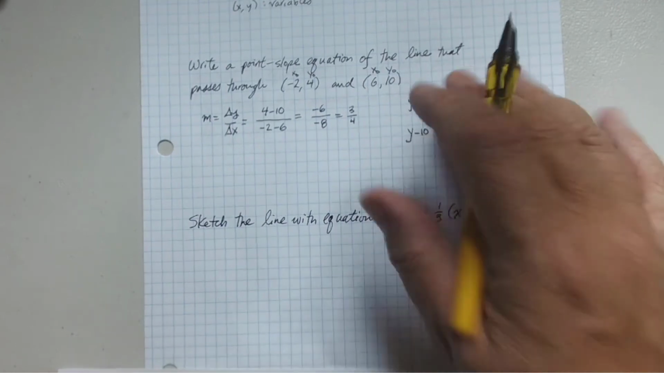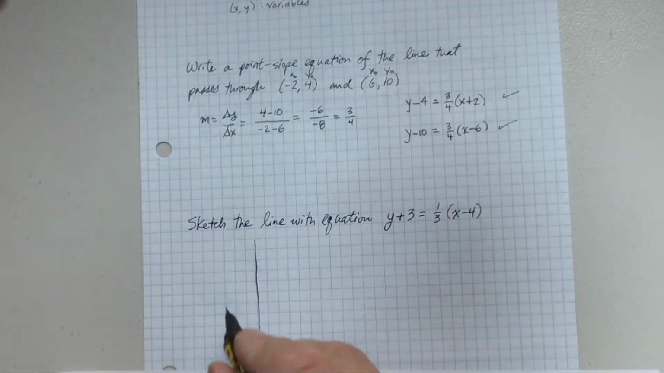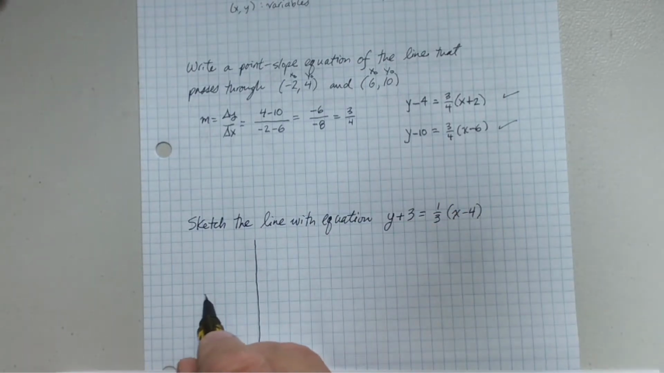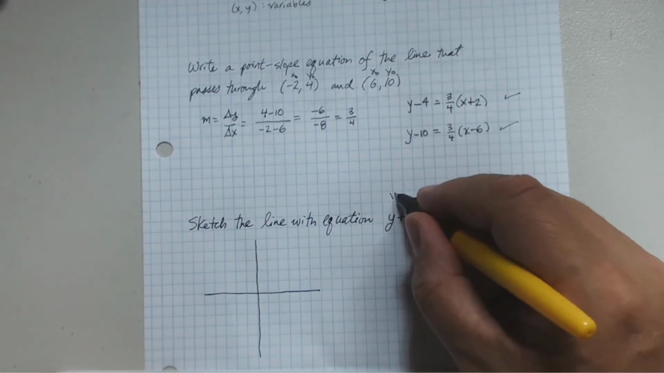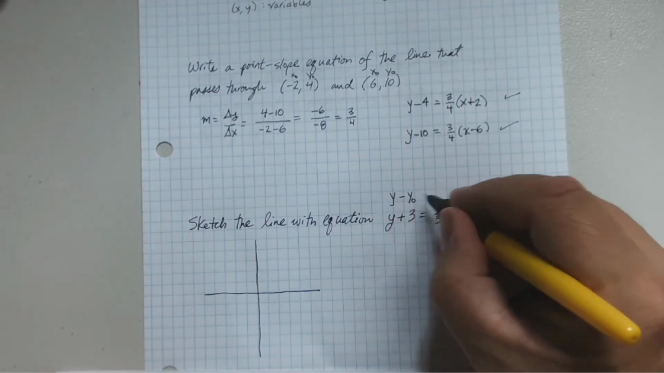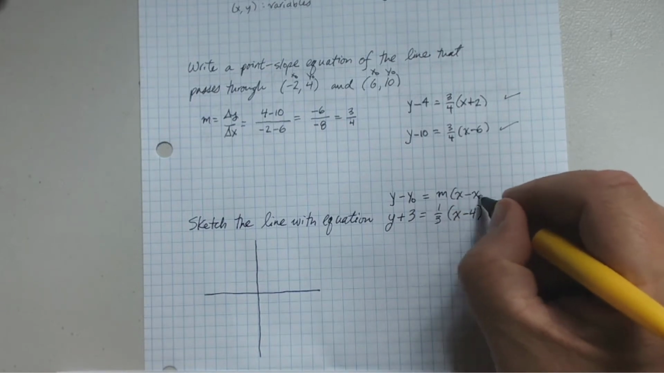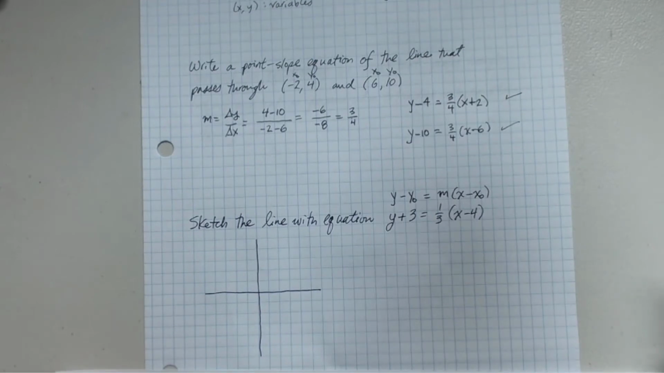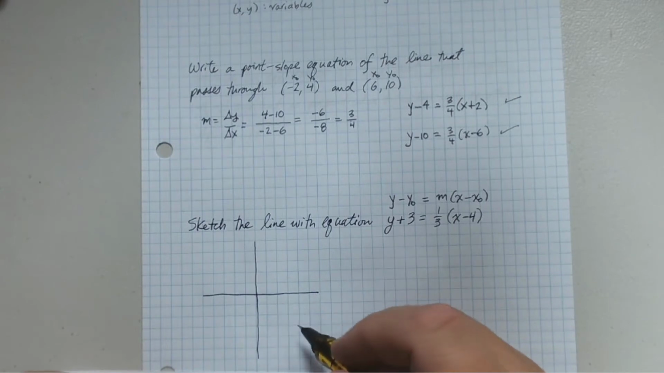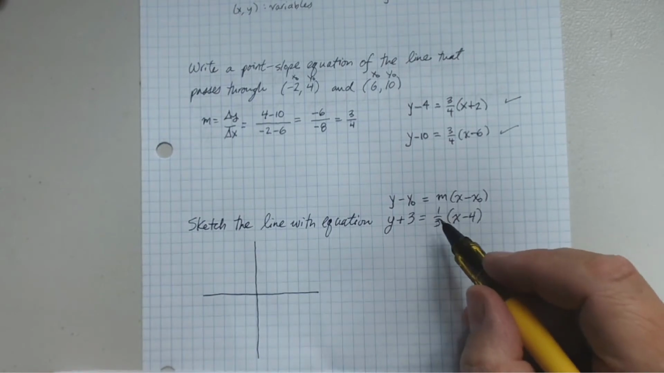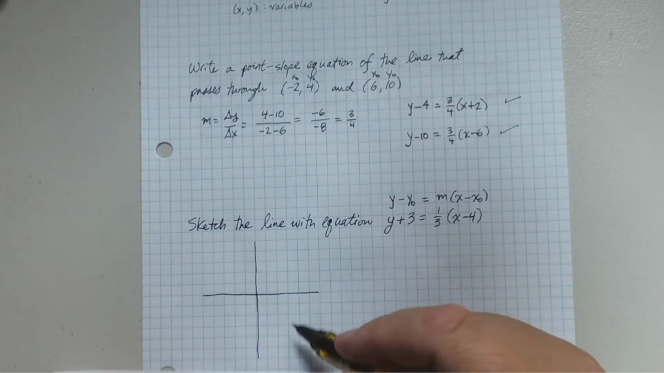So one thing that I'd like you to be able to do is to see an equation like this and recognize it as point-slope form. So let me write point-slope form above this. It's y minus y0 equals m times x minus x0. So in order to sketch this line, I first need to have a point that I know is on the line, and then I can use the slope to create changes from that point to generate more points on the line so I can draw the line.